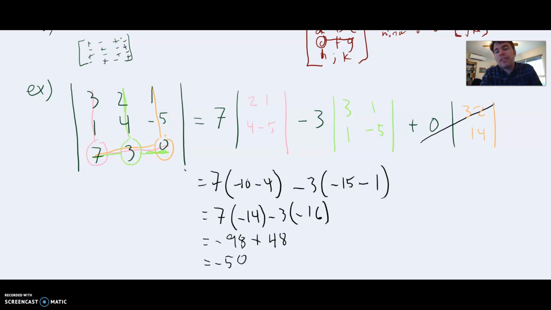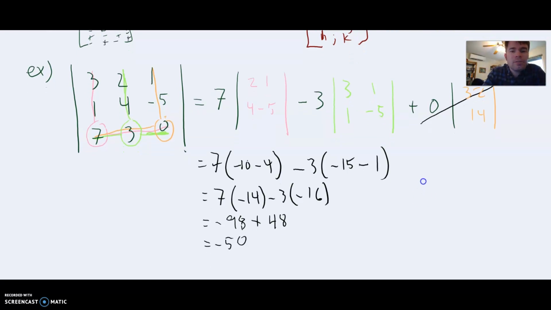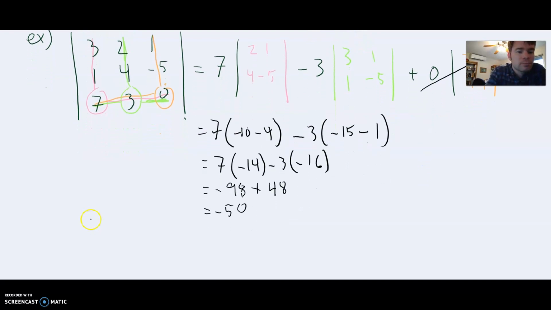Well, that's it. The one last thing I would encourage you with is remember any row or column should give you the same result. So if you are concerned about making mistakes, you can always try to take the determinant 2 different ways for the same problem. So let's actually try that here. We had 3, 2, 1, 1, 4, negative 5. And then we had 7, 3, 0.